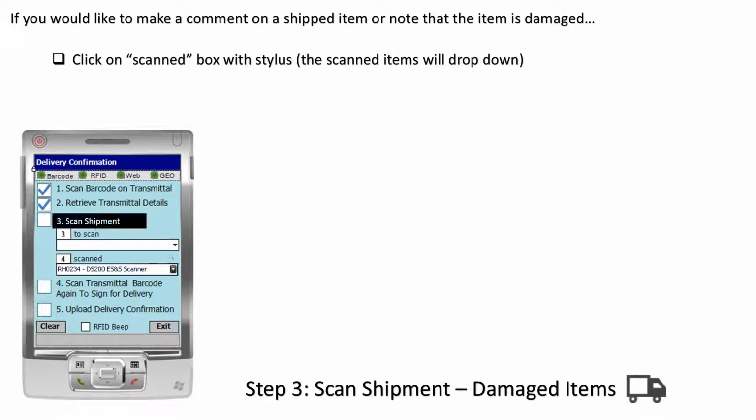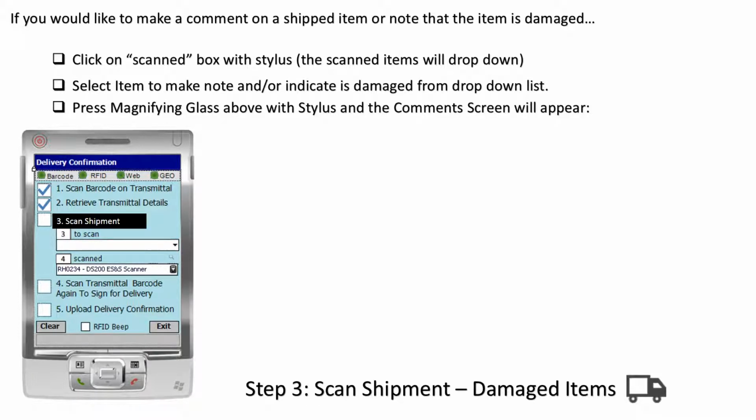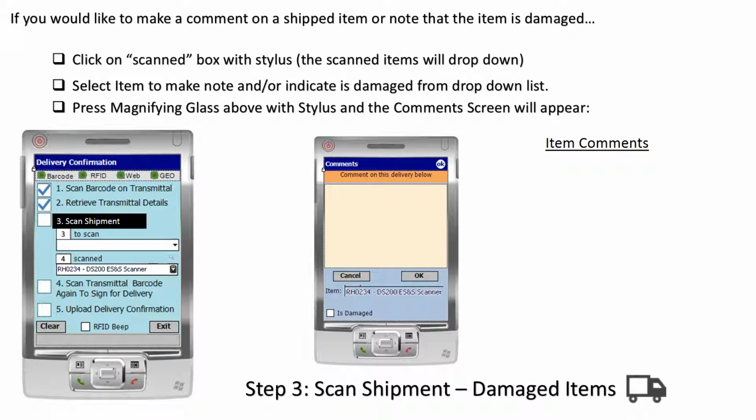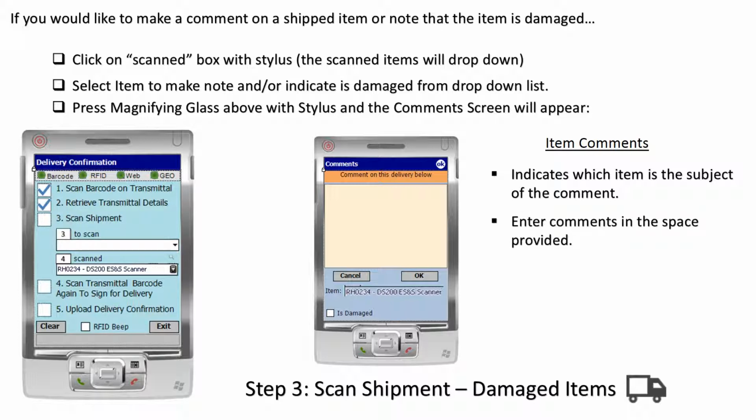The list will close and the item will be highlighted in the scanned box, and a magnifying glass icon will appear above it on the right. When you tap the magnifying glass, the comment form for that item will appear. The item description is presented on the bottom of the form, along with a checkbox to indicate whether the item is damaged. Above that is a text box that is provided for you to type in a comment concerning the condition of this item.